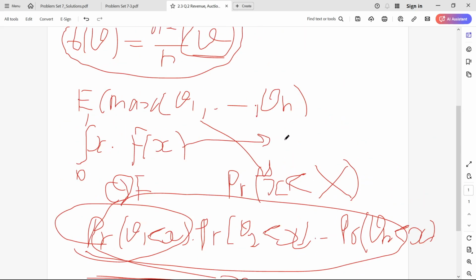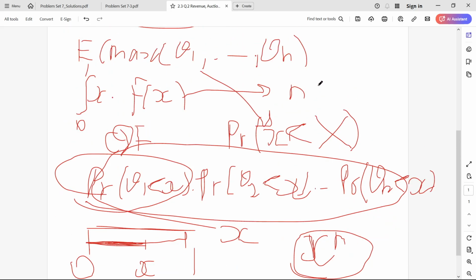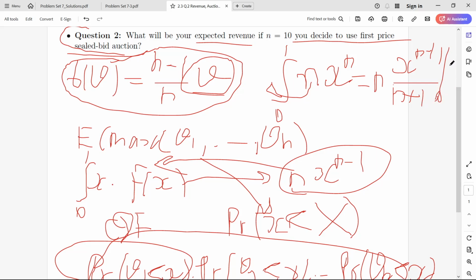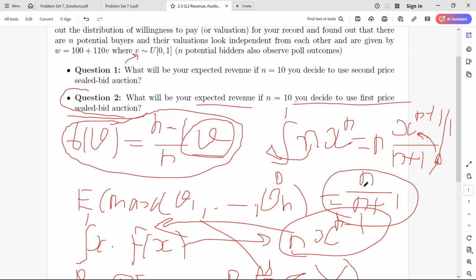The probability density function is the derivative of that, so it's n times x to the n minus 1. You plug this in here, and you have the integral from 0 to 1 of n times x to the n. You can take n out, and you have n times x to the n plus 1 over n plus 1, from 0 to 1. We don't care about 0 because it's just going to be 0, so we just write n over n plus 1. So the expected value of the highest valuation person is n over n plus 1.